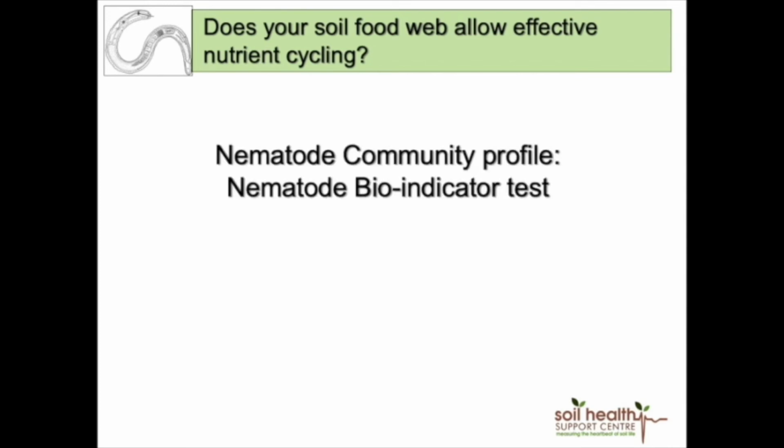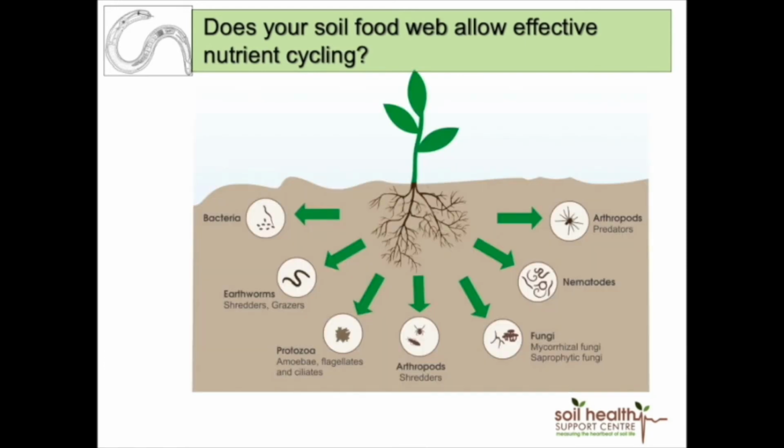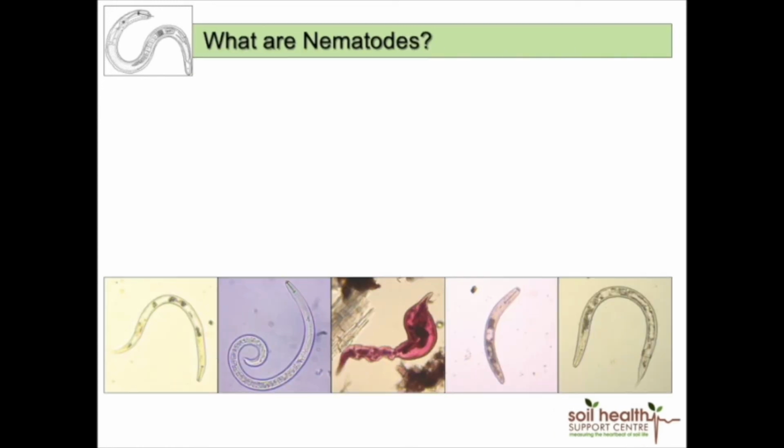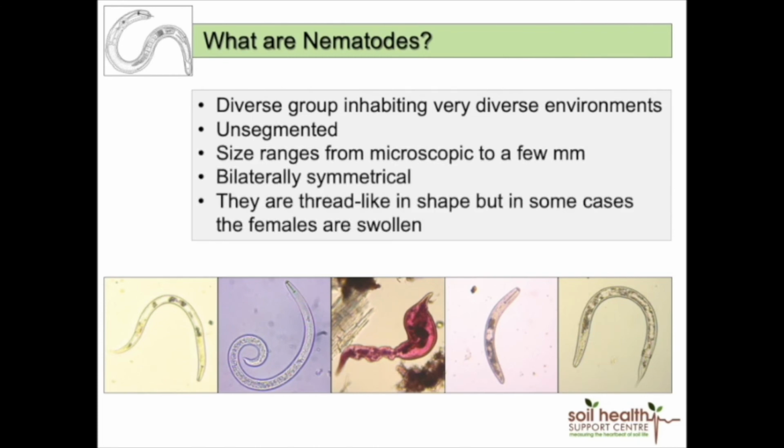Here we look at NemLab's nematode bioindicator test. It's also known as the quadrant test or the Colonizer test. This test is a direct identification of nematode groups, and this relates to other organisms in the soil as well as the habitat where they live. So what are nematodes? Nematodes are a diverse group of organisms that can be found in many different environments. They are unsegmented, they can be microscopic to several millimeters in size, they are bilaterally symmetrical, thread-like, and some of the females have swollen bodies.